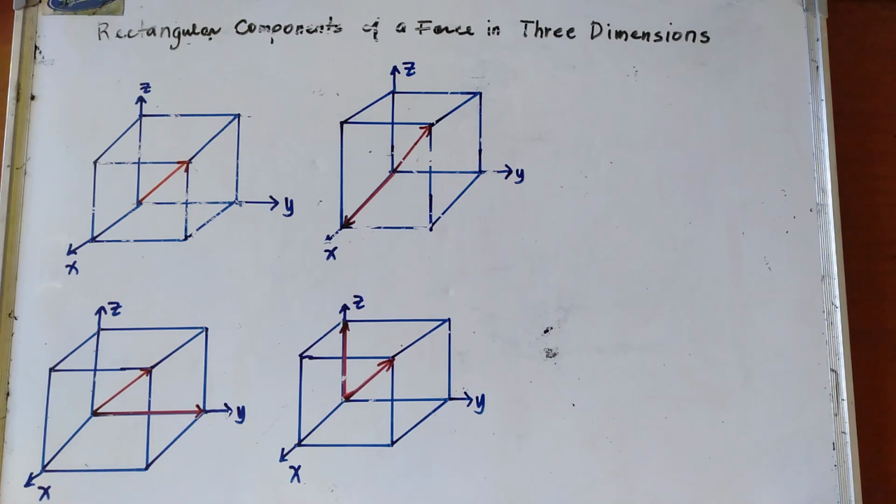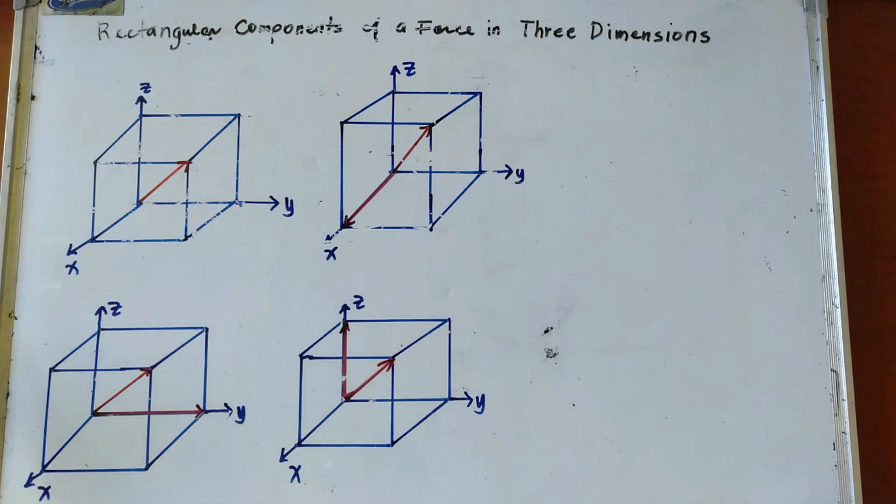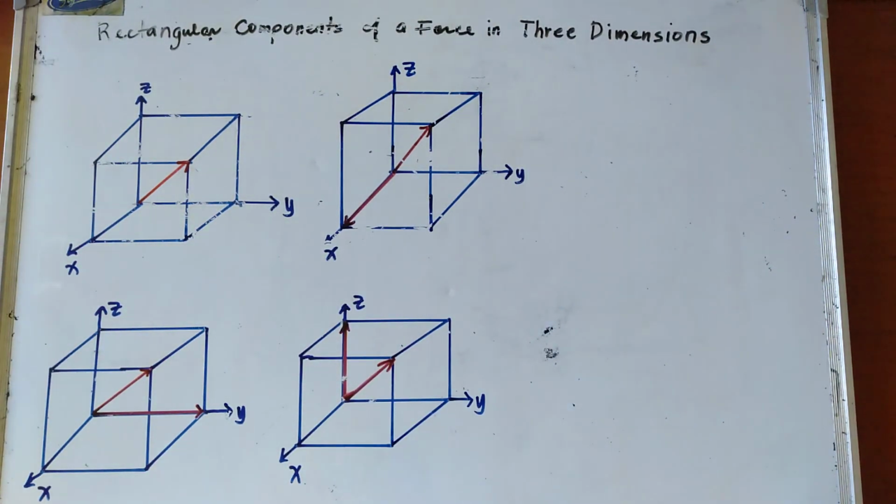You have just finished the rectangular components of a force in two-dimensional force systems. Now let us proceed to the rectangular components of a force in three dimensions. If you try to imagine that this is a box, then you have the x-axis, the y-axis, and we now have the z-axis.